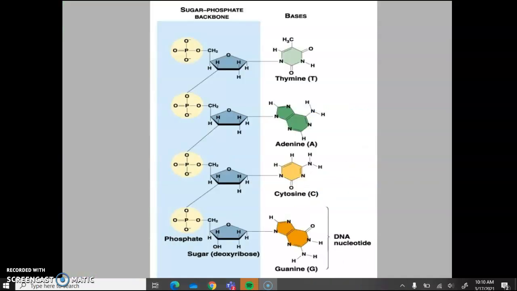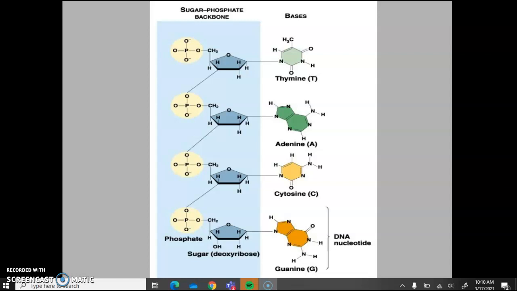So looking, here's a diagram of DNA. You can see here that the phosphate groups and the sugars are bonded together with covalent bonds. You might have learned that earlier this year. Covalent bonds are when two molecules are sharing their electrons. And the sugar and the phosphate kind of alternate from one another. Phosphate, then sugar, then phosphate, then sugar, phosphate, sugar. And that makes up what we consider the backbone of DNA.